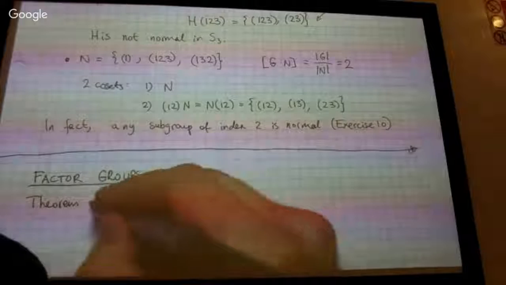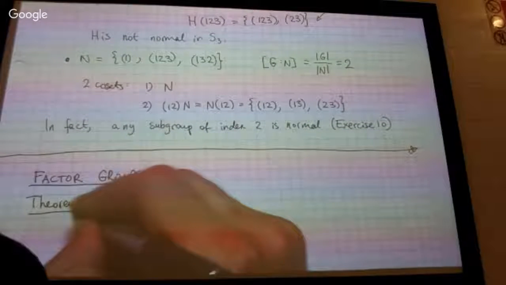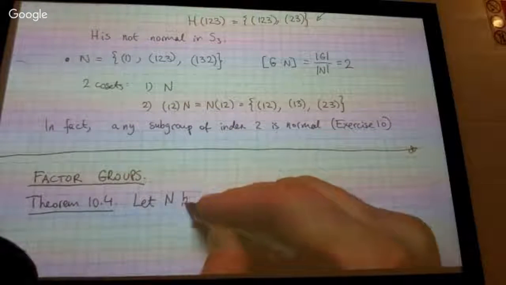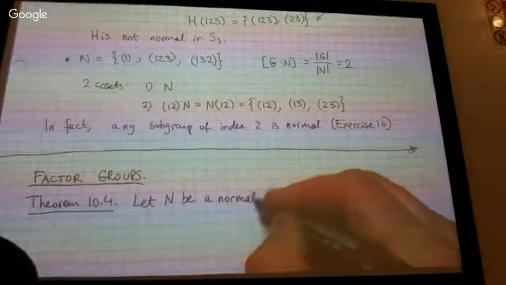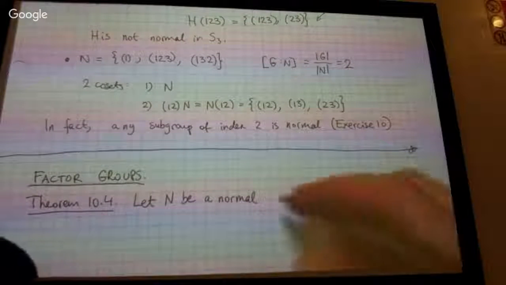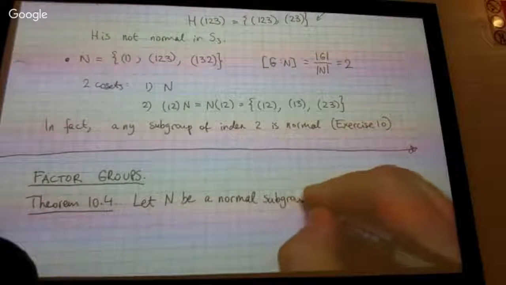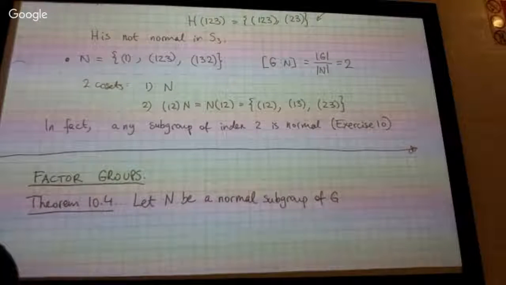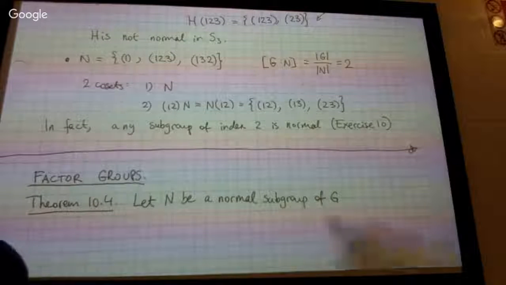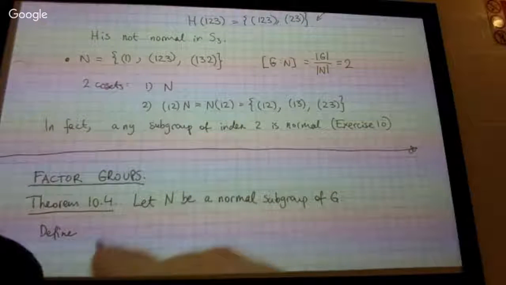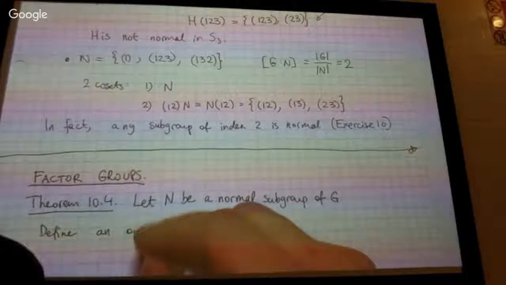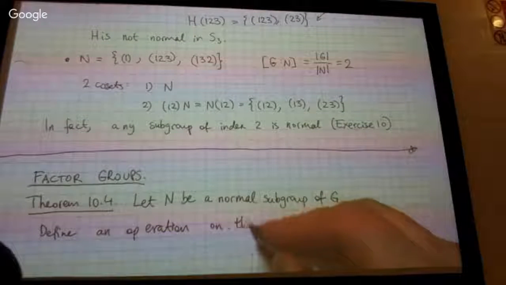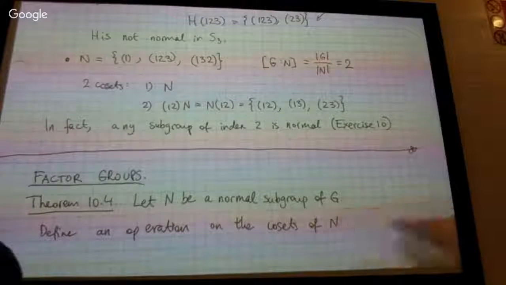A group, not a subgroup. Let n be a normal subgroup, but for that, we seem to need normality. Let n be a normal subgroup of G. And we define an operation on the cosets of this normal subgroup in group G.